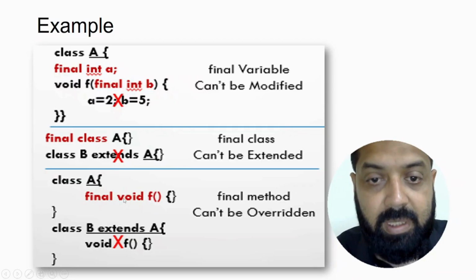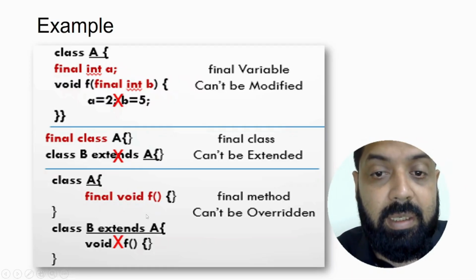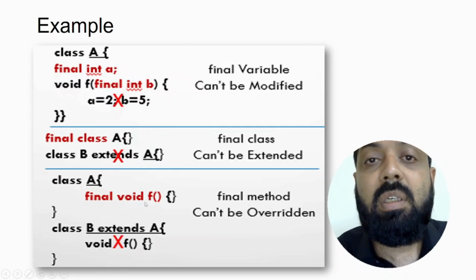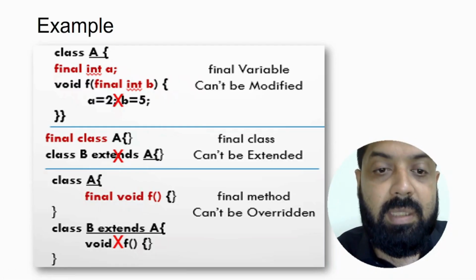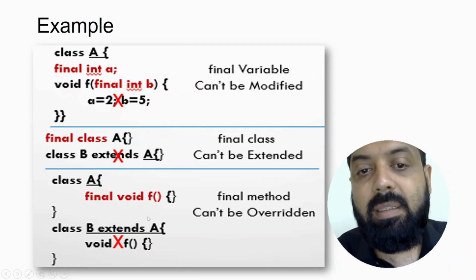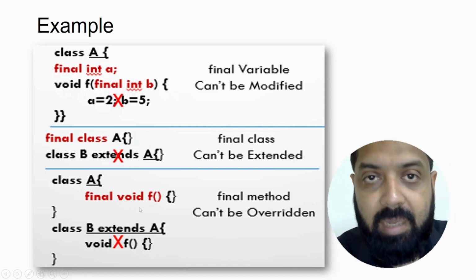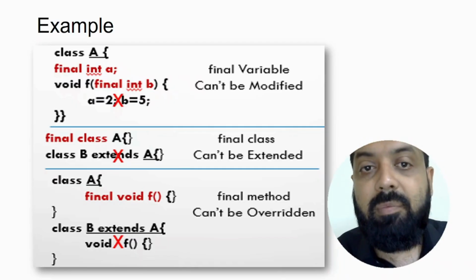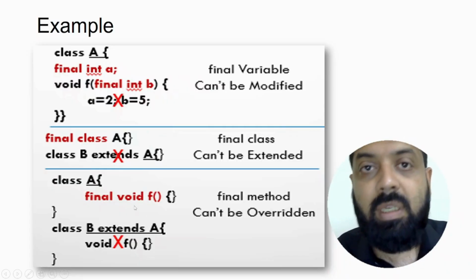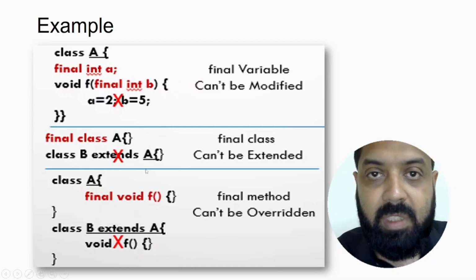Third case is that if you use the final keyword with a normal member function, then it does not allow you to override that method. It means you cannot use the same method in your child class with the same name and the same parameters. It means you cannot achieve the runtime polymorphism mechanism if you use the final keyword with your method's name.